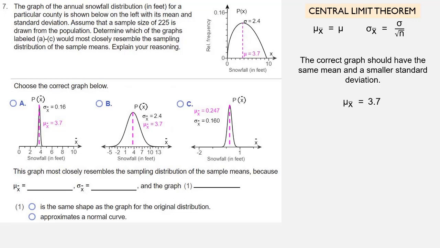So the mu of x bar we're looking for should be 3.7. The sigma of x bar should be 2.4 divided by the square root of 225, which is 0.16. That corresponds to graph A.